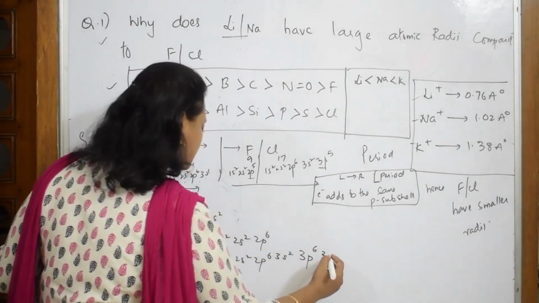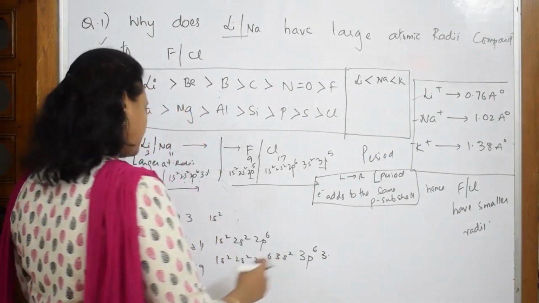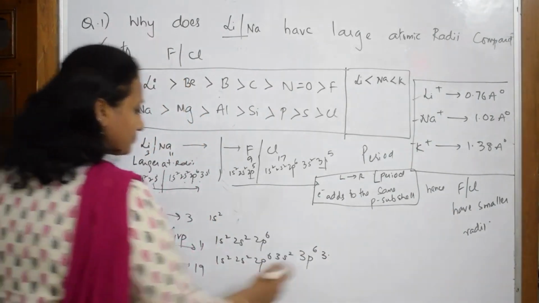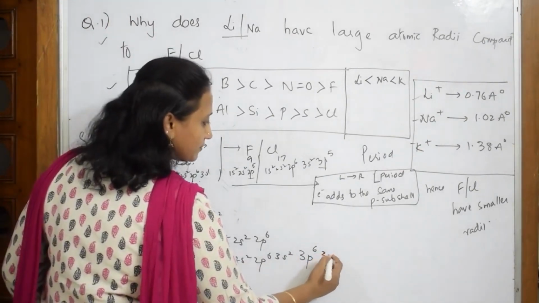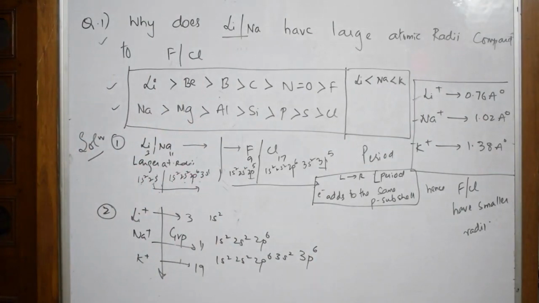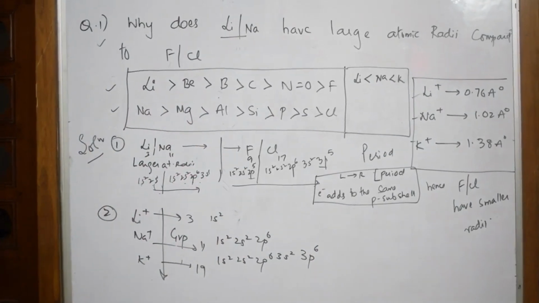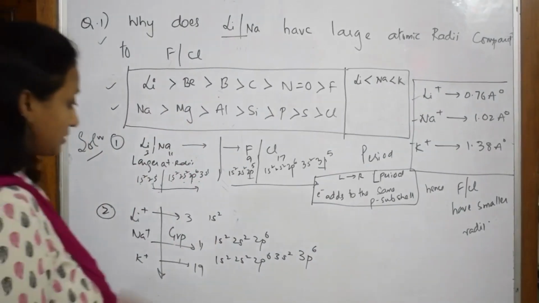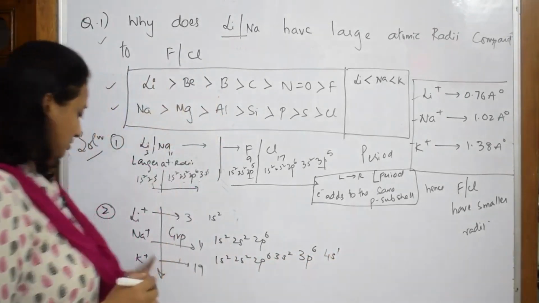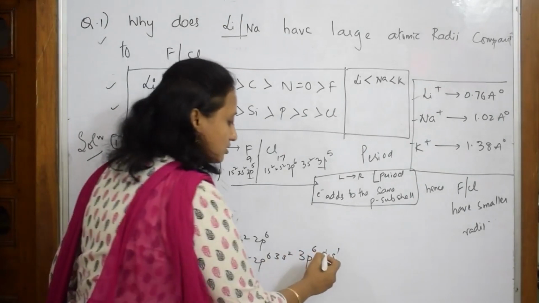Right, now next comes the s electron. How much did you get? 10, 11, 12, 13, 14, 15, 16, 17, 18. Okay, 3s2, 3p6, then 4s1. So this is almost 18 and then 4s1. Now here it has lost one electron, so I need to take out this electron.